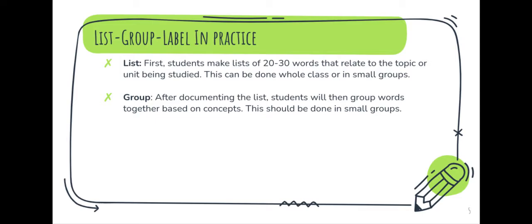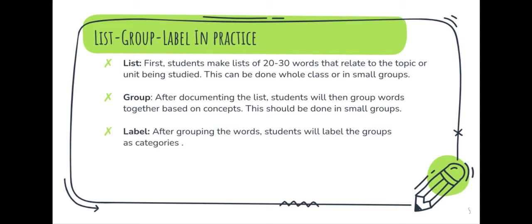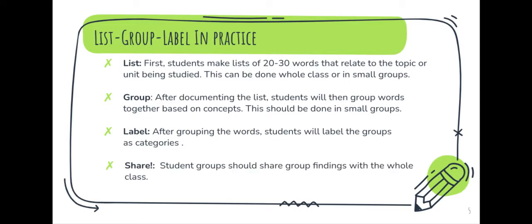After grouping the words, students will label the groups into categories. It's important during the group phase that they're only grouping the words and they're not trying to apply the labels until all of the groups are established. Finally, student categories and lists should be shared with the whole class. As the activity wraps up, it's important to highlight that they're building vocabulary in order to learn to use words appropriately in the appropriate settings.